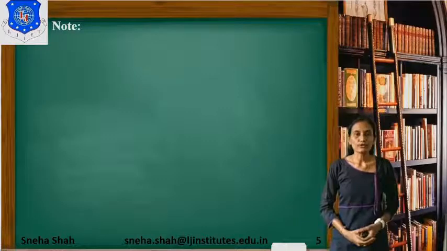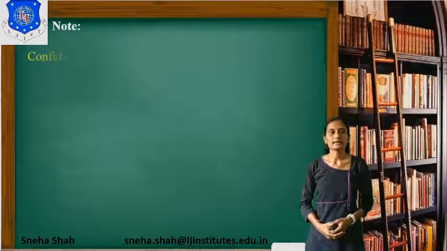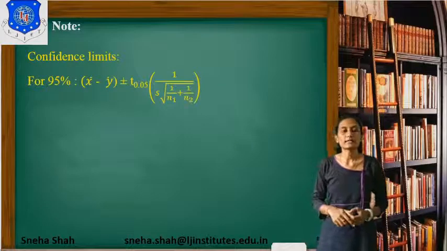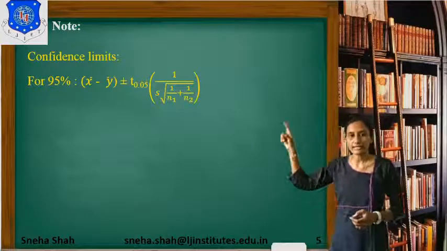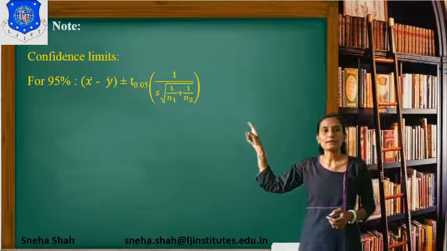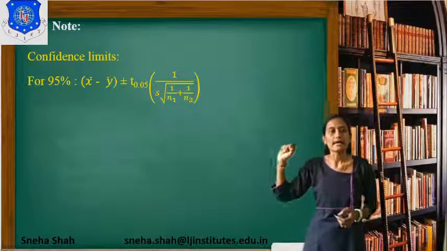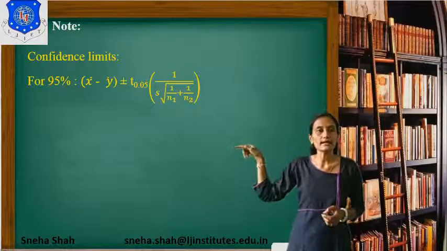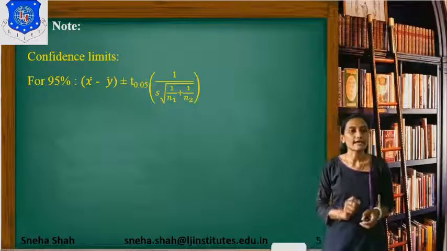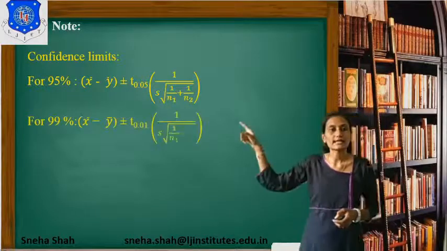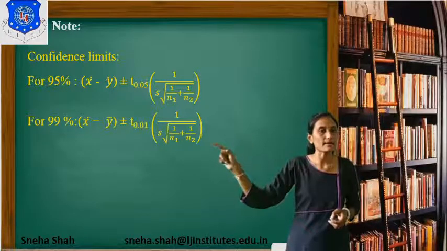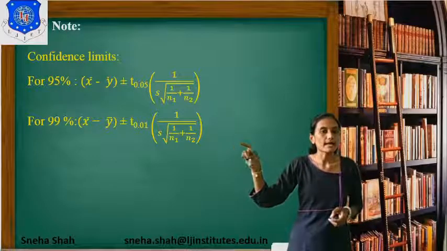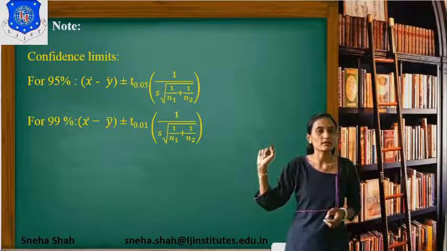Now in this, if you want to find the confidence limits, we can find confidence limits for the 95% level of significance. For it, the equation will be x bar minus y bar plus or minus t 0.05 times s under root of 1 upon n1 plus 1 upon n2. And if we are taking the 99% level of significance, then this equation will be x bar minus y bar plus or minus t 0.01 times s under root of 1 upon n1 plus 1 upon n2.